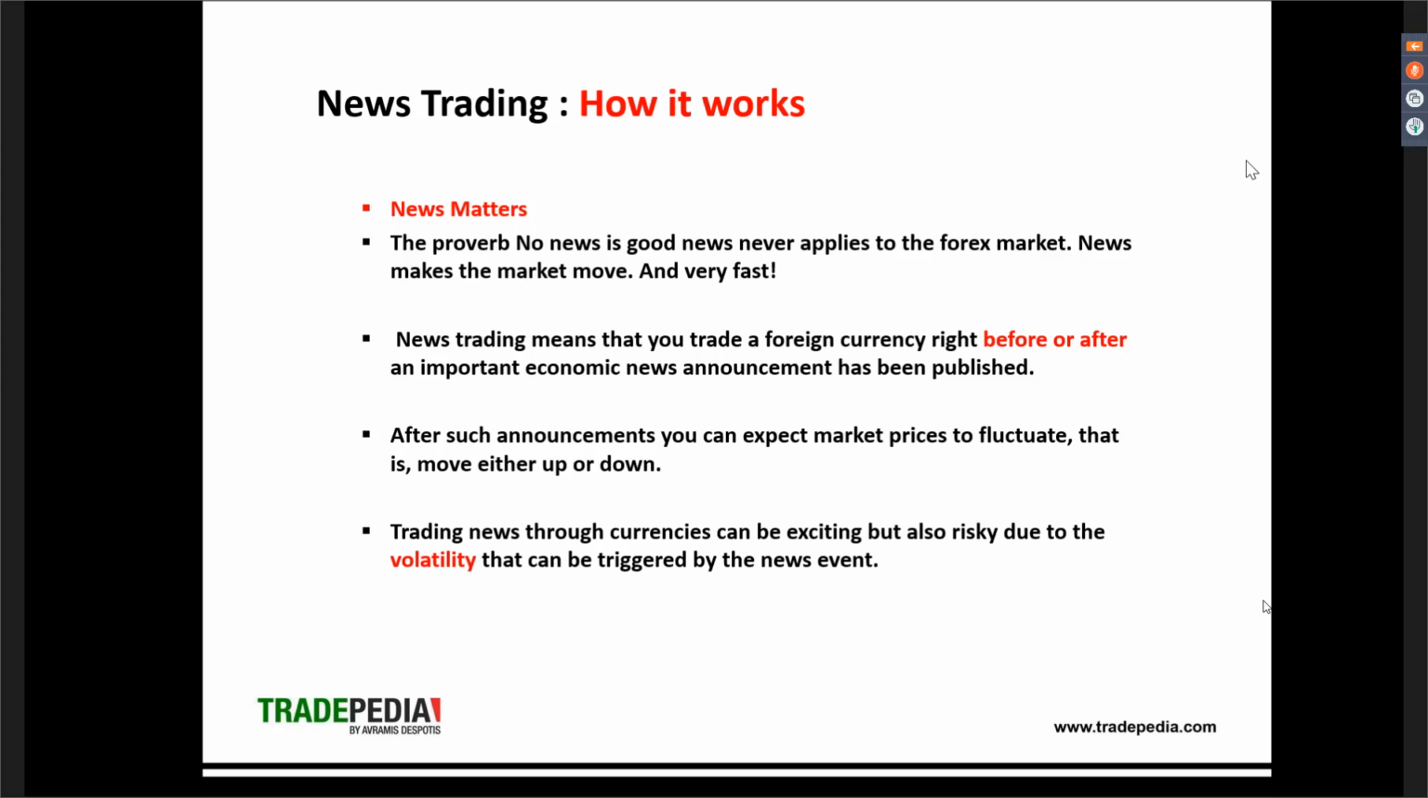Why is it very exciting? Because it's also very risky due to the volatility that can be triggered during these news announcements, especially when a news announcement comes out as a surprise. So not what it was expected to be. That is when we're going to get the biggest, the most volatile moves happening in the market, covering a very large distance in a small space of time.